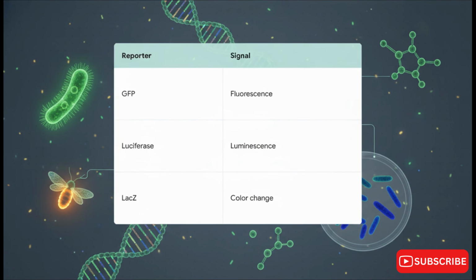Now, how exactly do they send this signal? Well, they use what we call reporter genes. For example, if scientists insert the GFP gene, the organism produces fluorescence. It literally glows green. If they use the luciferase gene, it produces luminescence, much like a firefly in the night. And if they use the LAC gene, it creates a visible color change. These specific genes act as promoters, so when the danger is detected, they instantly turn on that visible reaction.